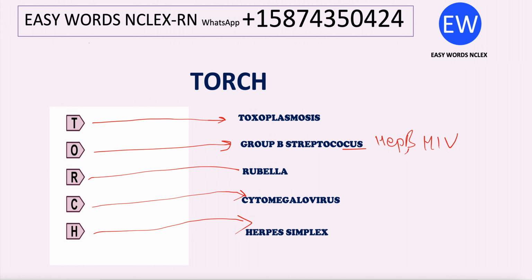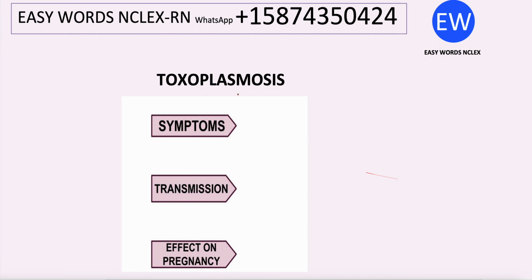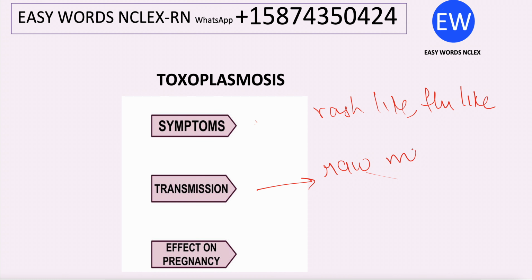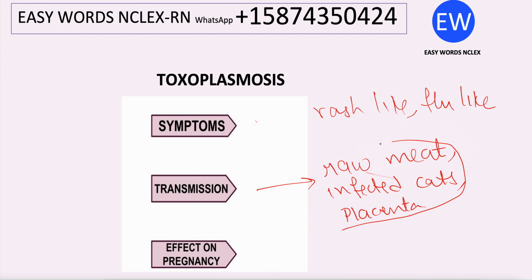On the next slide, we will discuss toxoplasmosis. Symptoms for toxoplasmosis: it produces rash-like symptoms, and it may also cause flu-like symptoms in the pregnant client. And transmission: it transmits through ingestion of raw meat, or it may also transmit by handling litter of infected cats. That is why we always advise pregnant clients not to deal with the litter of infected cats. It is also transmitted through the placenta to the fetus. So these are all the modes of transmission for toxoplasmosis.